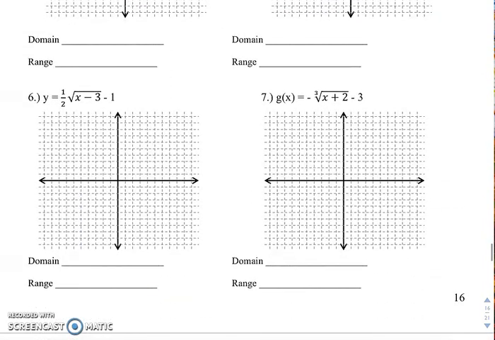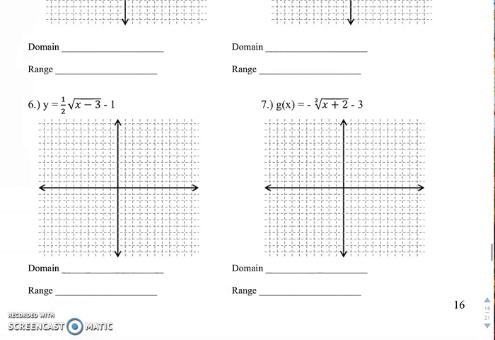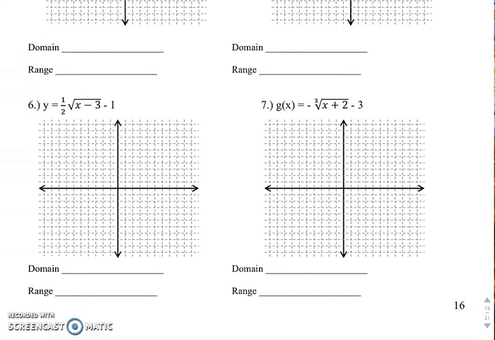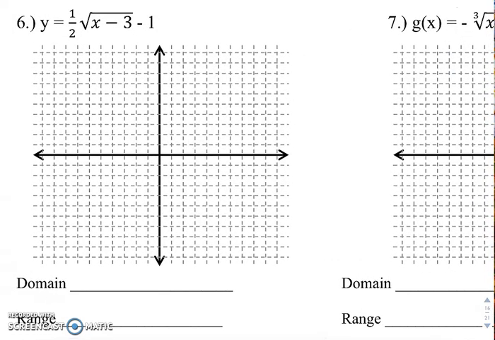Number 6 and 7. So let's do number 6 first. y = 1/2 square root of (x - 3) - 1. You guys can put this into your calculator. What I'm going to do, though, is just pick some values that I know are going to make perfect squares.